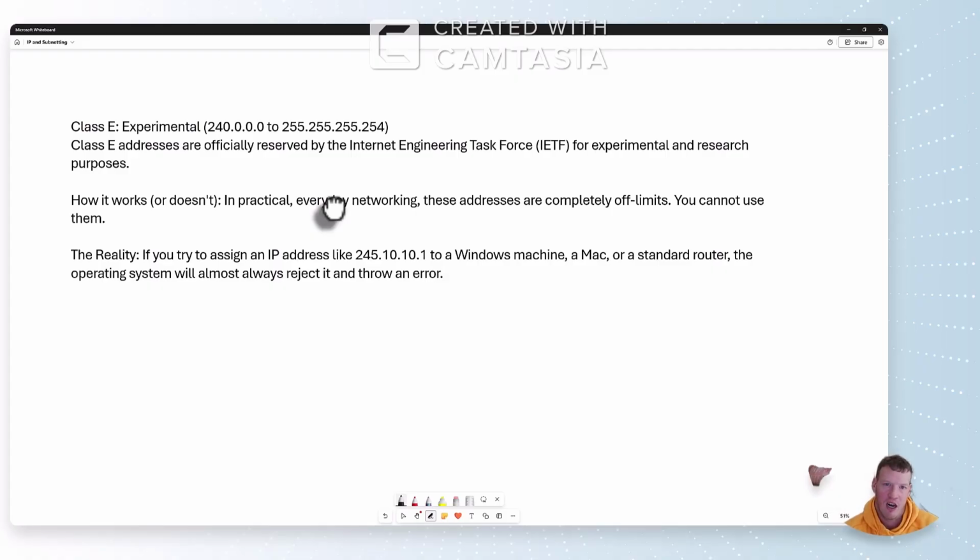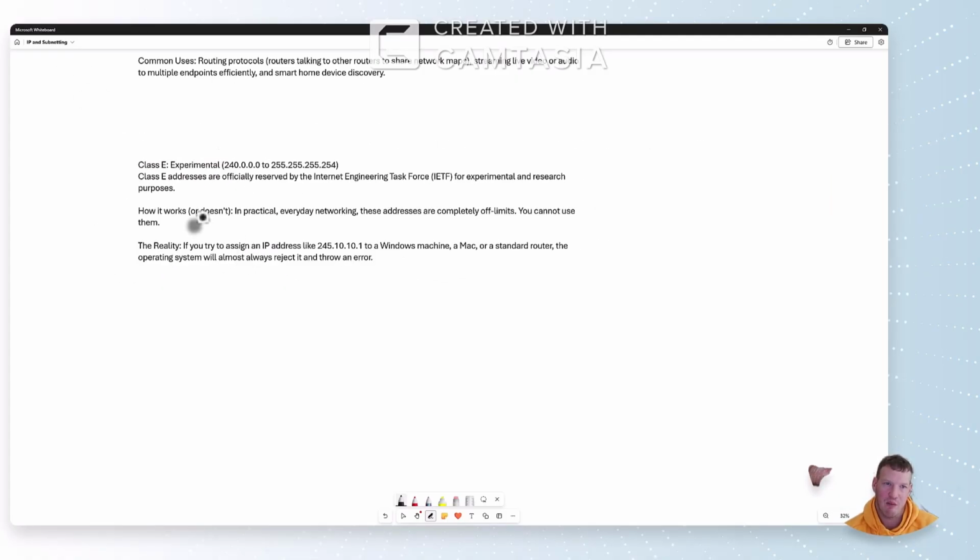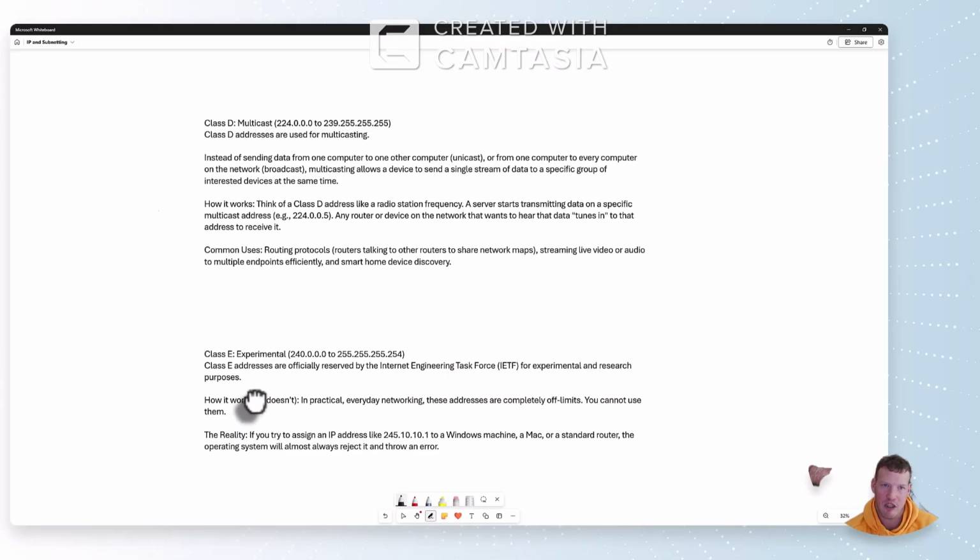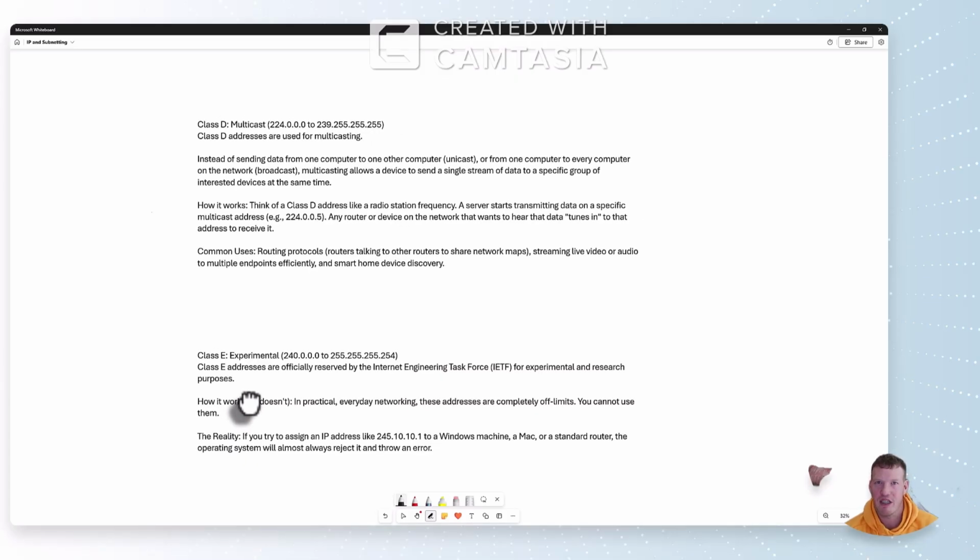These are address spaces that we don't really work with all that much, but if you're taking an exam like the Network Plus or the CCNA, you're going to want to know these, especially for something like the CCNA where routing protocols use these Class Ds, so you're going to want to be familiar with those.